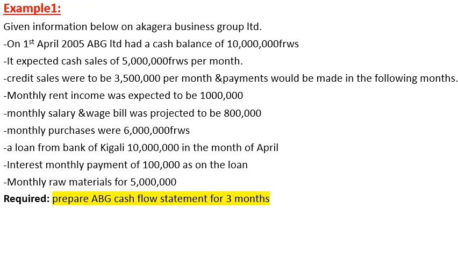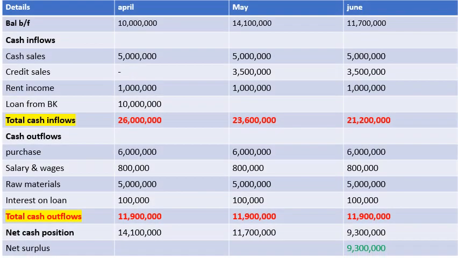Now let's look at how we're supposed to attempt it. This is how you're supposed to have posted it. Not forgetting the title, so you write details, another column for April, another one for May, another one for June, since in our question we are being asked to prepare cash flow statement for 3 months. And then from there, having in mind that the cash flow statement comprises components: 1, your balance brought forward. 2, cash inflows. 3, cash outflows. And lastly, the net cash position.